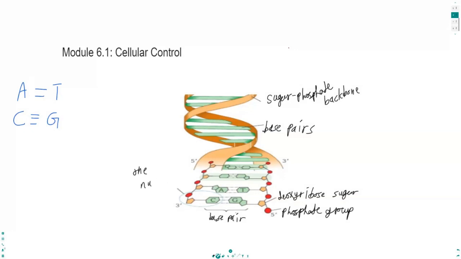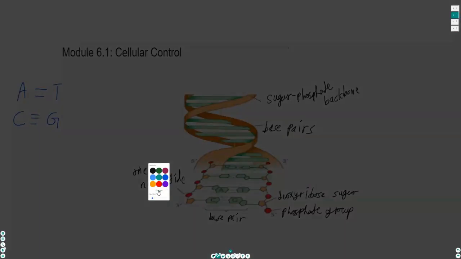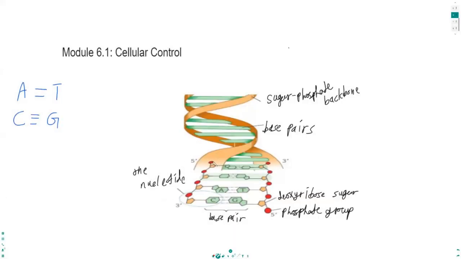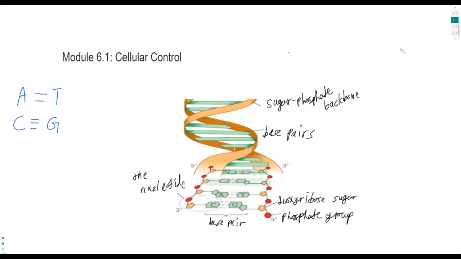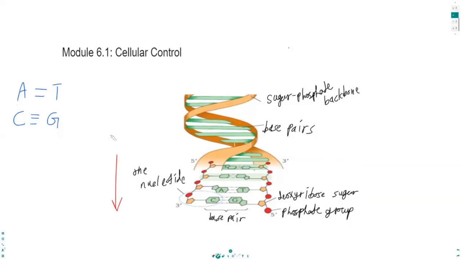So this is one nucleotide. And one more thing we need to mention is that both strands of the DNA are anti-parallel, which means they run in different directions. This strand runs in the 5' to 3' direction, and the strand on the other side runs in the 3' to 5' direction. One more short thing to mention: this phosphate group, PO4, has a negative charge.